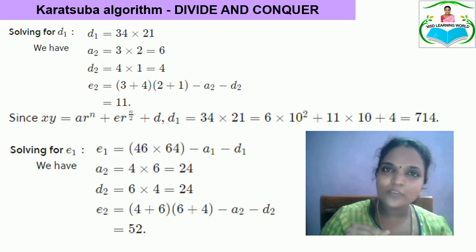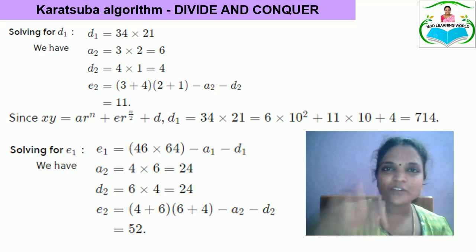Let us solve e1 now. e1 is 46 into 64 minus a1 minus d1. We already found a1 and d1, where a1 is 516 and d1 is 714. Let us see. So now we need to find 46 into 64. This 46 into 64 is again performed with the divide and conquer to find a2, d2 and e2, where your x and y will be equal to 52. So this e1 is again solved.